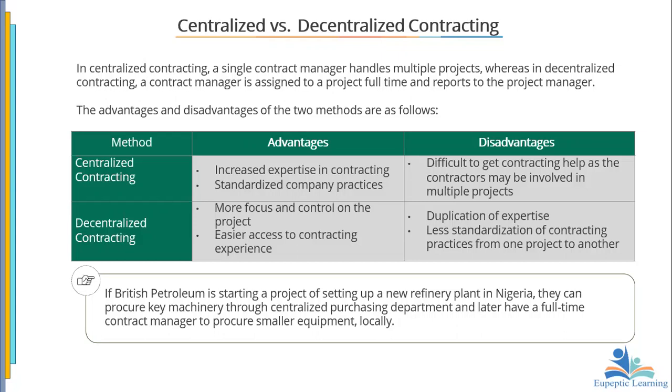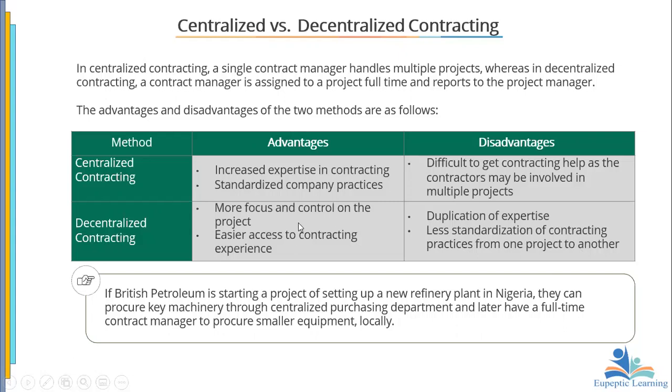Now, in the case of decentralized contracting, what happens is that there is more focus and control on the project, and it is very easy to assess such a person because he's always there with you. He has been assigned to the project and reports to the project manager. But you can also see that if this project is going to last for, let's say, 3 years, or if this contract manager is assigned to particular kinds of project, then that contract manager will not have the expertise a centralized contract manager will have, because there is duplication of expertise. He's doing the same thing all over again. Now, there is less standardization of contracting practices from one project to another.